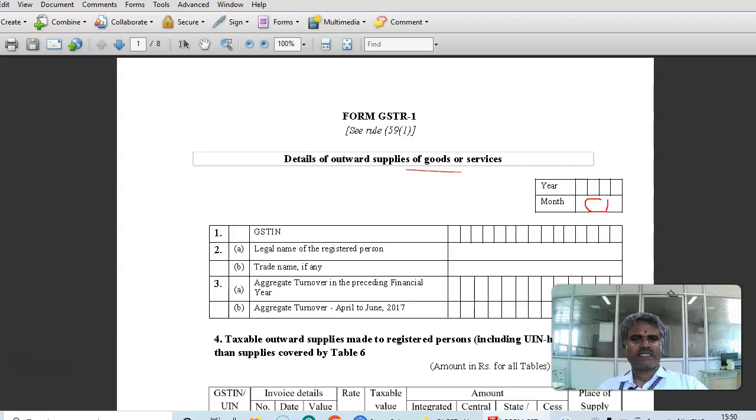Here you have to write the month, April, May. Here you have to write the year, 2023. Here you have to write the 15-digit number, your GST number. Then the legal name of the registered person. It may be an individual or firm or company, whatever it may be. Here you have to write your name of business. This is the form we are going to submit, my dear students. Trade name, if any.